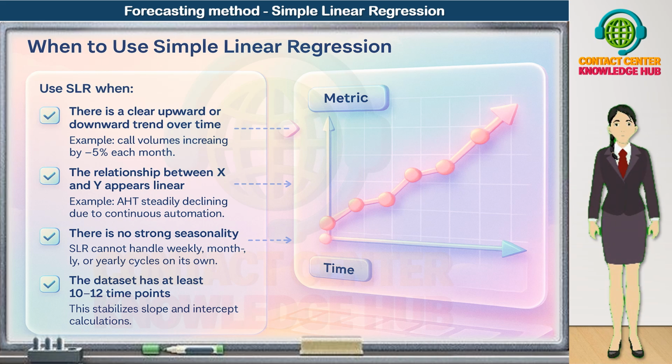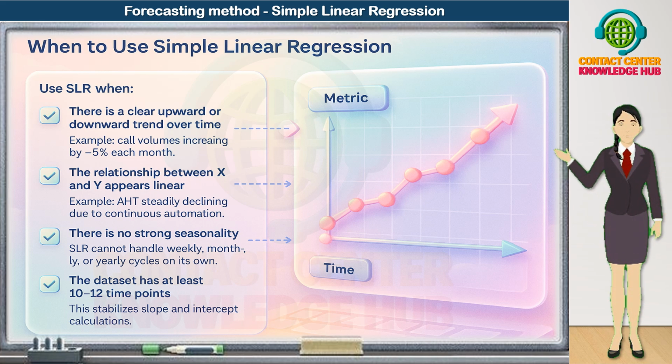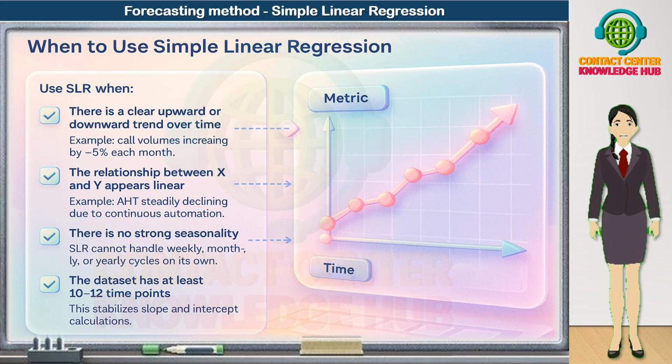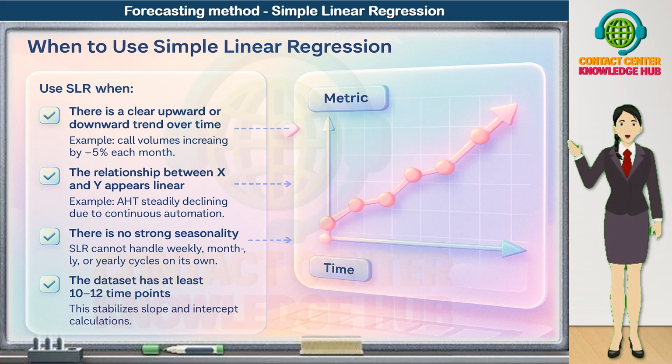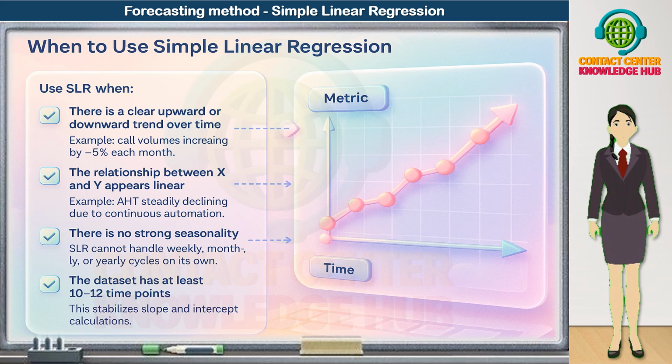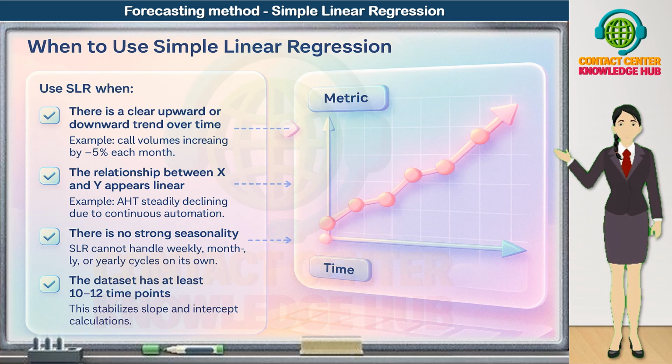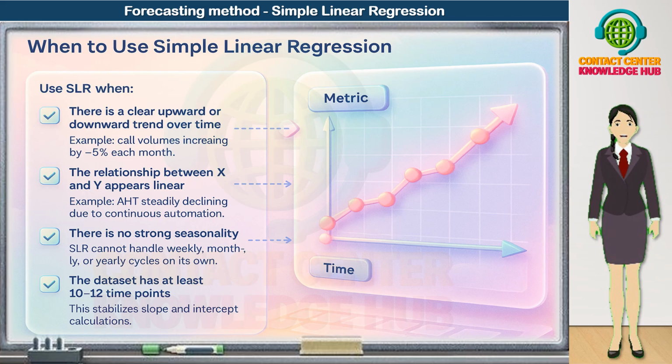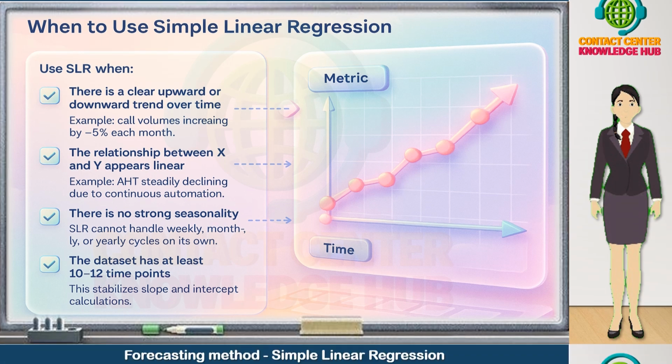Third, there should be no strong seasonality in the data. Simple linear regression cannot handle weekly, monthly, or yearly cycles on its own. If seasonality exists, you'll need more advanced models. And finally, your dataset should include at least 10 to 12 time periods. This ensures stability when calculating the slope and the intercept, making your forecast more reliable. When these conditions are met, simple linear regression provides a clean, effective, and easy-to-interpret forecasting solution.